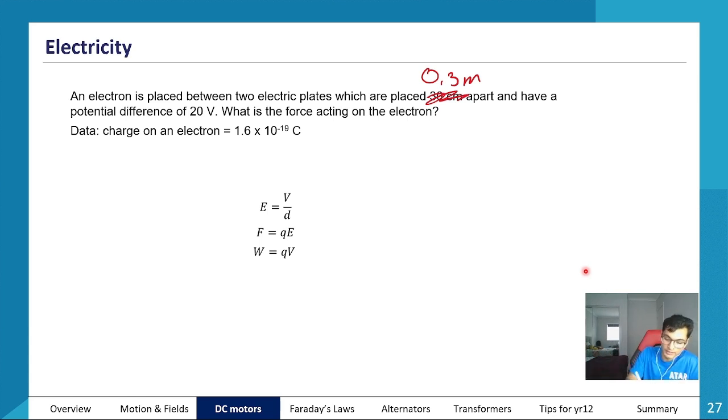And it's given us this data. The charge of an electron is 1.6 times 10 to the negative 19. Normally, it will be given as negative 1.6 times 10 to the negative 19. But in physics, we care about magnitude, so we don't include the negative. And even in your data booklet, this number will be given to you as it is. No positives, no negatives.